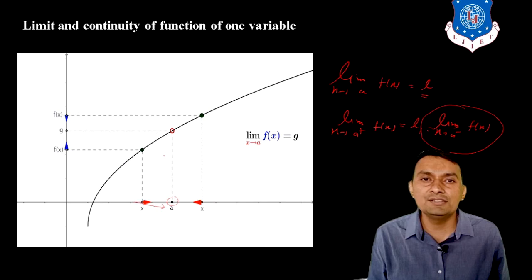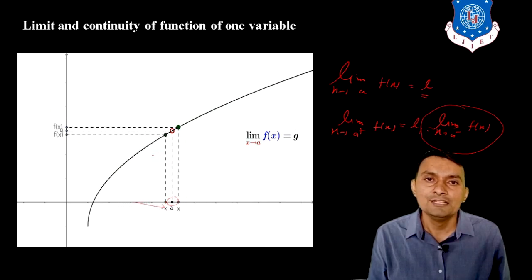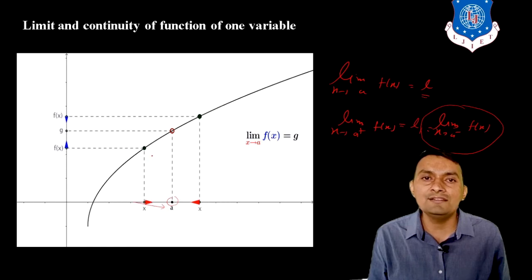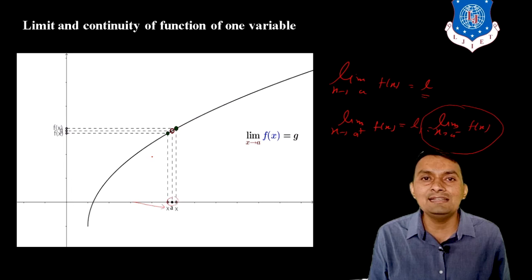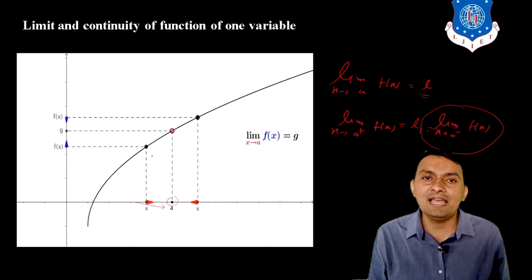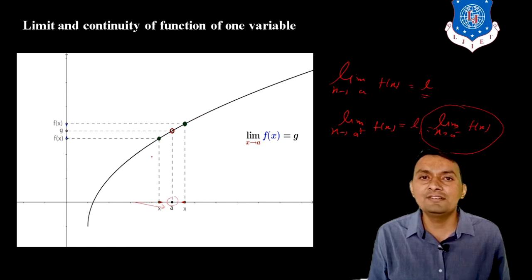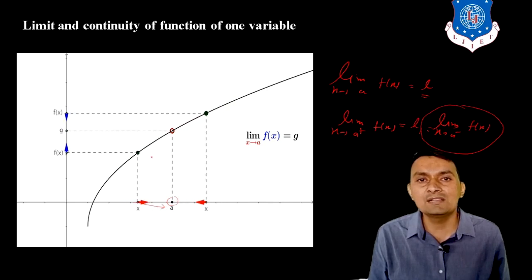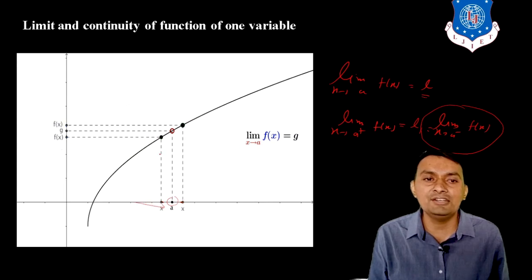And what about continuity? When can we say that the function is continuous at x equal to a? For that you first have to determine the limit, and after that, at that point we determine its image, that means f of a. If the limit and the image of the function at the particular point x equal to a are both the same, then and only then can we say that the function is continuous.